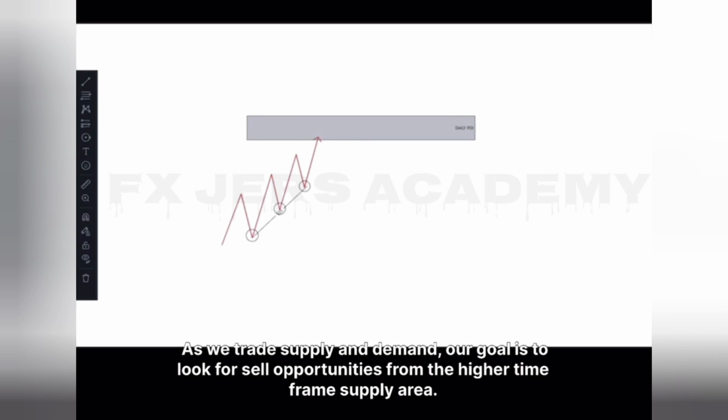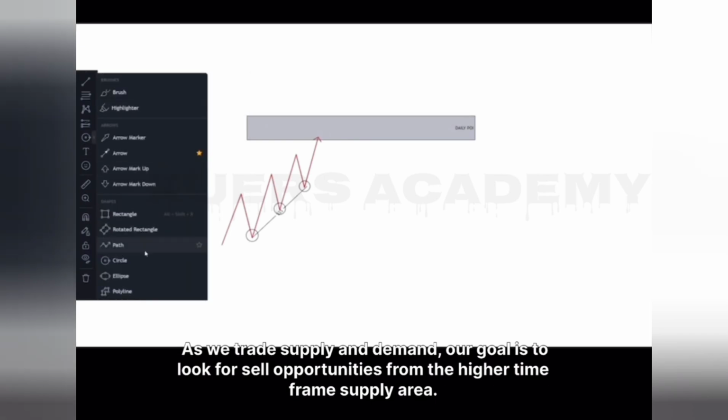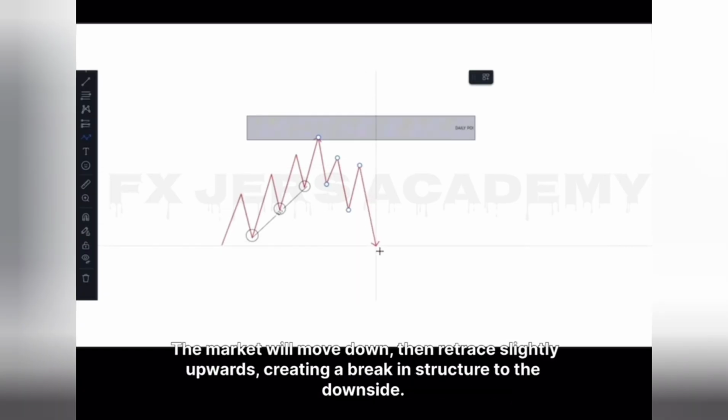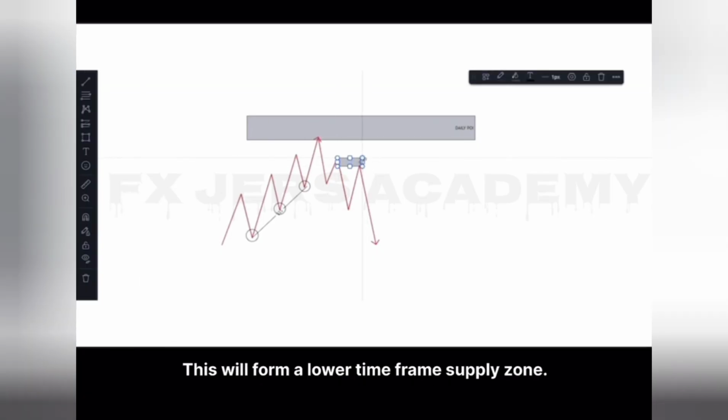As we trade supply and demand, our goal is to look for sell opportunities from the higher time frame supply area. After the market taps into the daily supply area, we will see changes in structure to the downside on the 1-hour or lower time frame. The market will move down, then retrace slightly upwards, creating a break in structure to the downside. This will form a lower time frame supply zone.